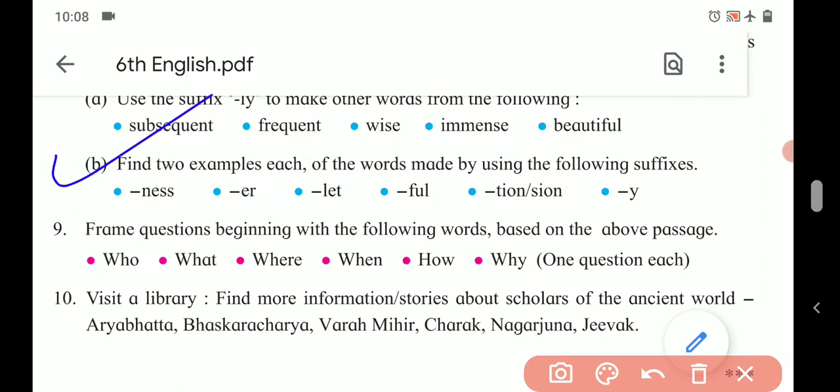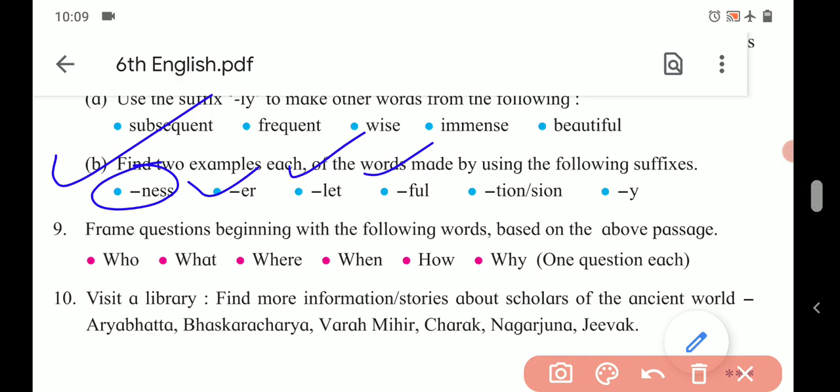Now the next one: find 2 examples each of the words made by using the following suffixes. Ness, for example, goodness, happiness, etc. Then joining er: teach, teacher, just like good, goodness, the same way teach, teacher. Then play, player. Next, let, for example, pig, piglet. You can write your own examples too.